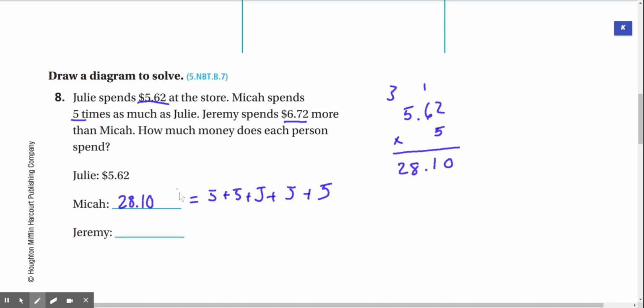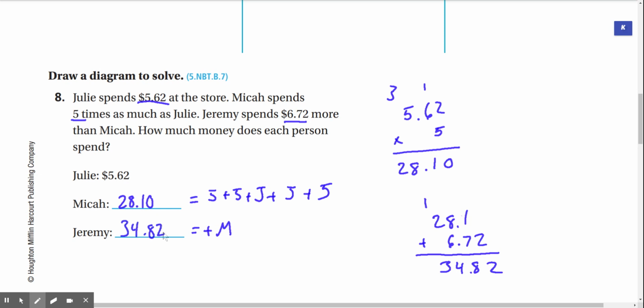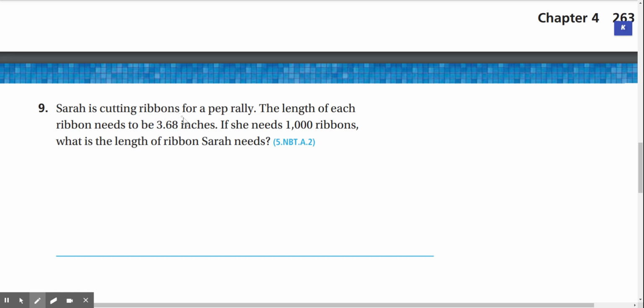Now, Jeremy spent $6.72 more than Micah. So it's going to be $6.72 plus Micah, right? That's $28.10 plus $6.72, like that. 2. 7 plus 1 is 8. 6 plus 8 is 14. Okay, the 1. 2 plus 1 is 3. So Jeremy spent $34.82.